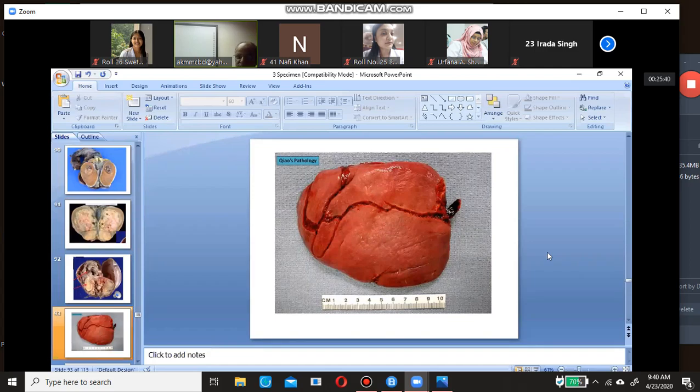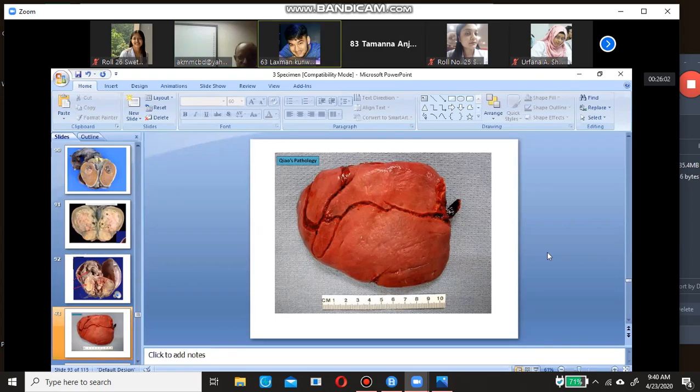Now, what is this structure? Spleen. Spleen or liver? Liver. Sure. What is the shape of the liver? Wedge shape. Now from the front, it is somewhat triangular. Is it triangular? Okay. This is spleen, probably spleen.